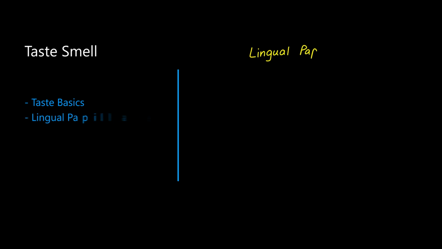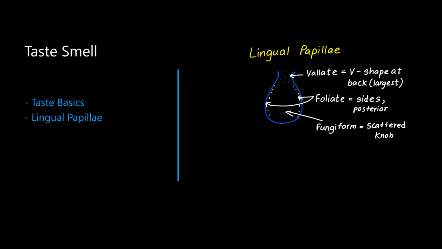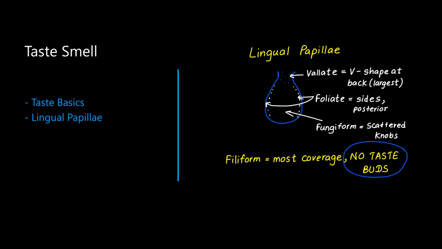The tongue has 4 types of bumps called lingual papillae. Vallate papillae are the largest, sitting in a V shape at the back. Foliate papillae line the sides toward the back. Fungiform papillae are scattered across the surface like small knobs. Filiform papillae cover most of the tongue, but here is the catch: they contain no taste buds at all. That last point is a favourite trick question.